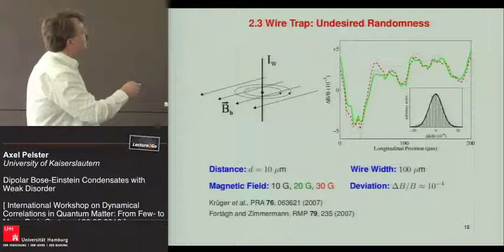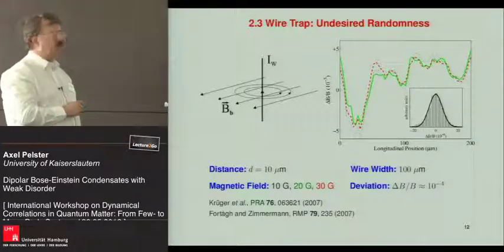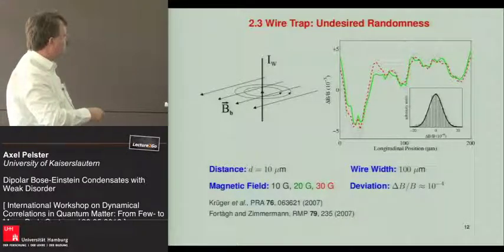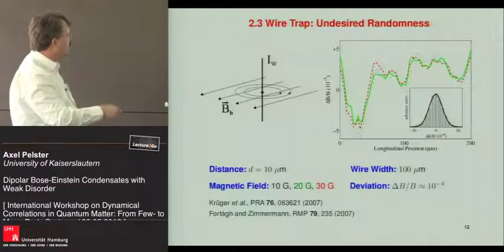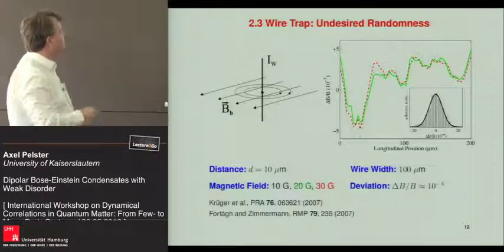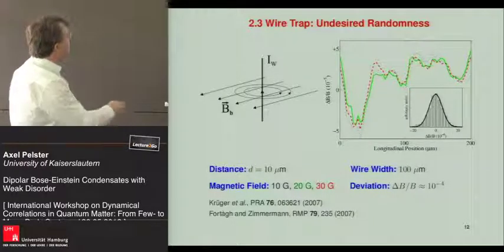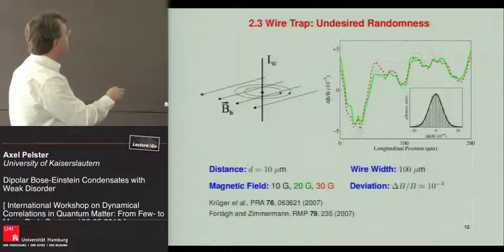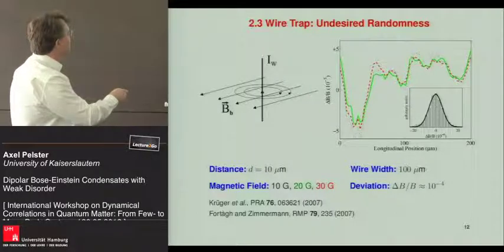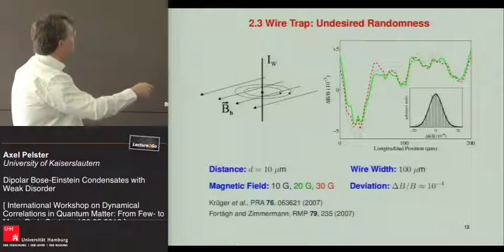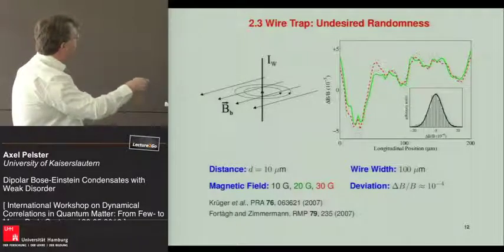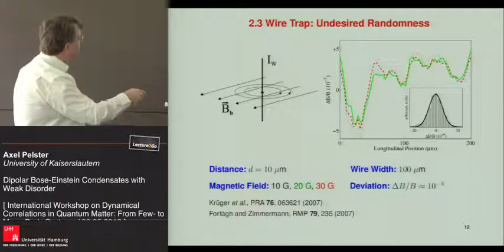Now, there's also the way to get disorder undesiredly by so-called wire traps. So there have been experiments in the Tübingen group here of Fortágh and Zimmermann, or the Schmiedmayer group, formerly in Heidelberg. There the situation is as follows. You have a wire of, let's say, a width of 100 micrometer, and a current through it, which gives you this magnetic field, the circular magnetic field. And if you add some homogeneous magnetic field, what you get at a distance of, let's say, 10 micrometer is you get a nicely harmonic potential.